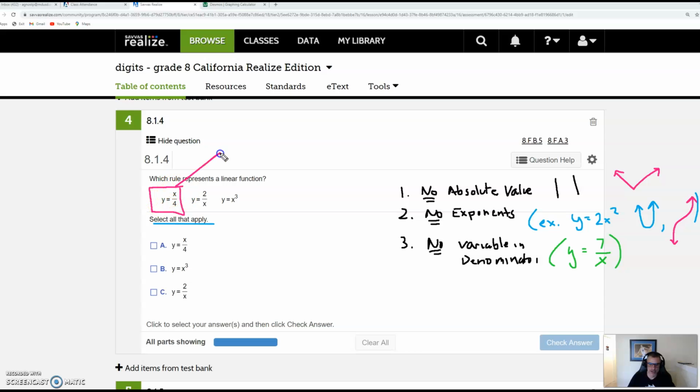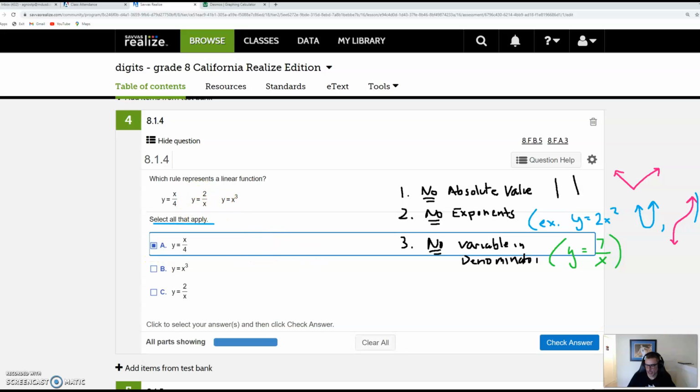This equation right here is mathematically identical to y is equal to 1/4 x. So the slope is 1/4. The y-intercept is 0. Now we don't need to know any of that for this. We just need to double check that it doesn't have any absolute value, no exponents, and no variables in the denominator. So this equation is definitely linear. If we were to graph it, it's going to make a straight line.